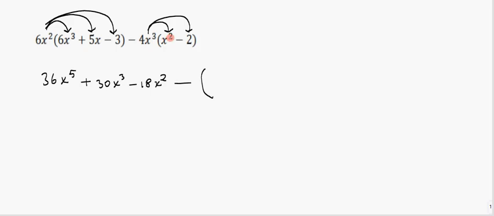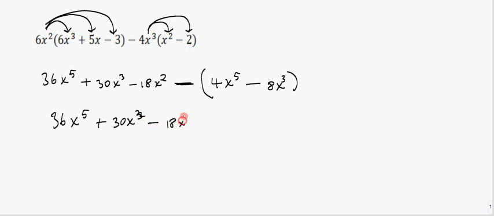So 4x cubed times x squared would be 4x to the 5th. 4x cubed times negative 2 is a negative 8x cubed. Because I didn't multiply the negative sign through, this was a positive 4 times a positive x squared, which is a positive 4x to the fifth. And a positive 4x cubed times a negative 2 is a negative 8x cubed. But see, now I've still got this minus in front of the parentheses. So now I'm going to multiply the negative through. And if I multiply the negative through there, I'm going to get 36x to the fifth plus 30x cubed minus 18x squared.